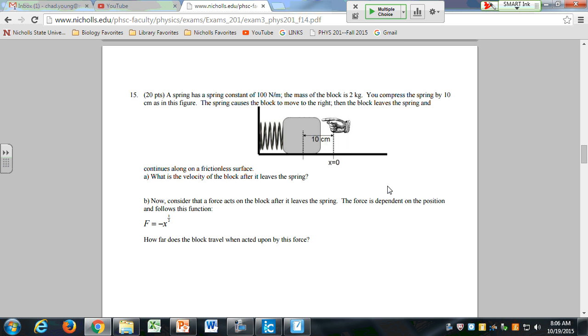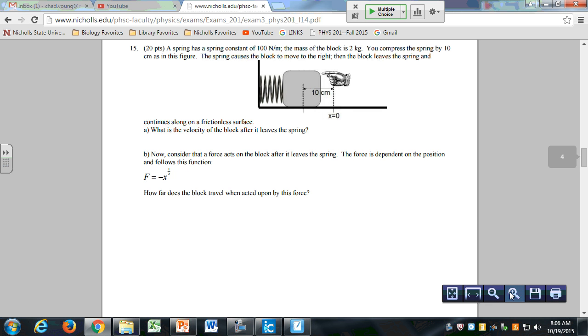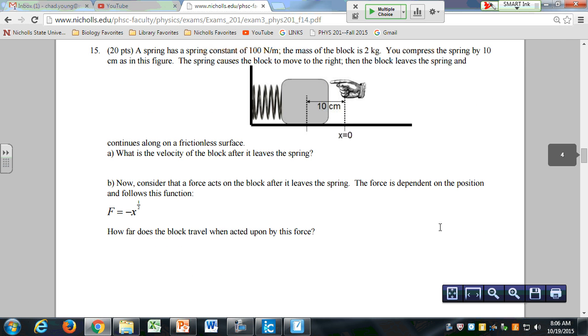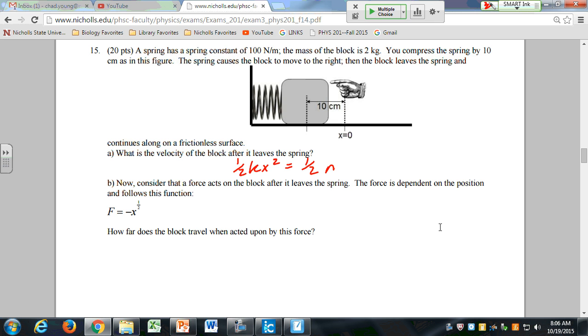Okay, so it says a spring has a spring constant of 100 newtons per meter. A mass of a 2 kilogram block, you compress it, causes it to move to the right and continue on a frictionless surface. I want to know the velocity of the block after it leaves the spring. Well, to do that, I would say 1/2 kx squared, which is the elastic potential energy, is equal to 1/2 mv squared. So all that potential energy in the spring is converted into kinetic energy. And I would solve then for v. See the halves I can divide out. v is the square root of kx squared over m.